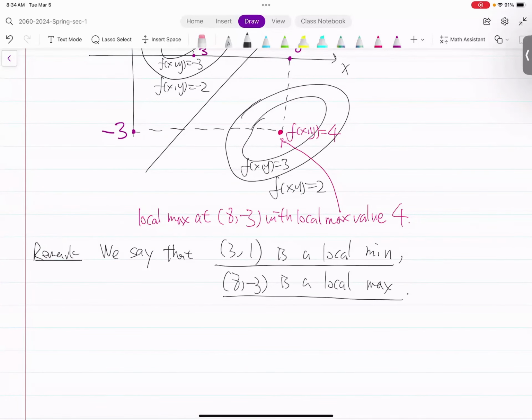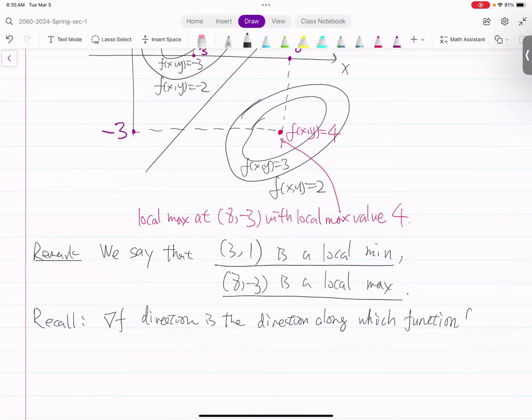Okay. Recall, this is the thought process that you probably want to think through. Basically, at a local maximum, your gradient direction somehow has to be a zero vector. Okay? The gradient direction is the direction along which the function f increases the fastest.